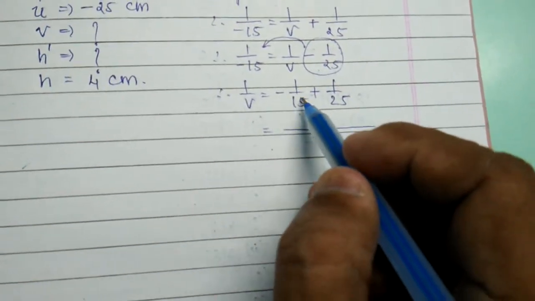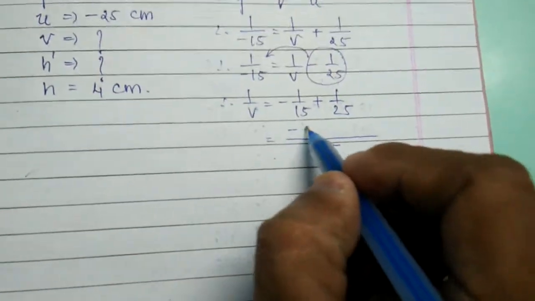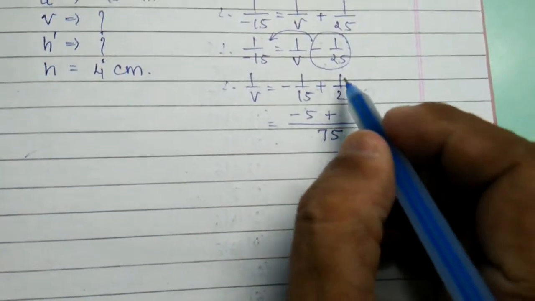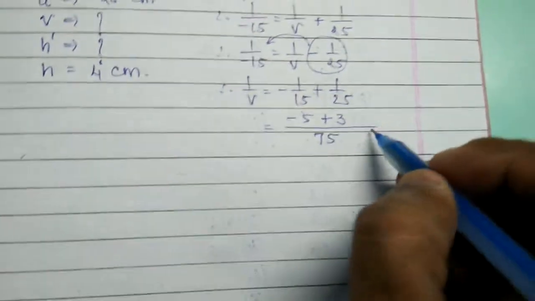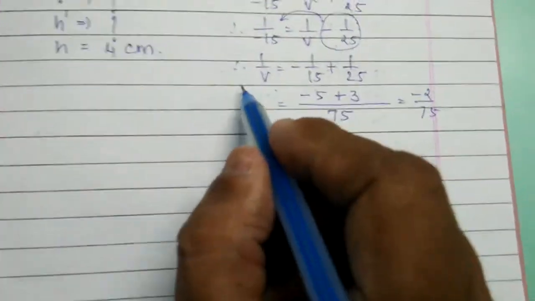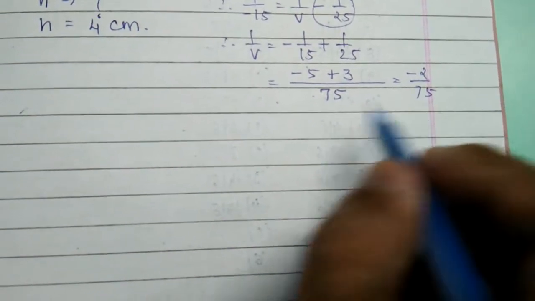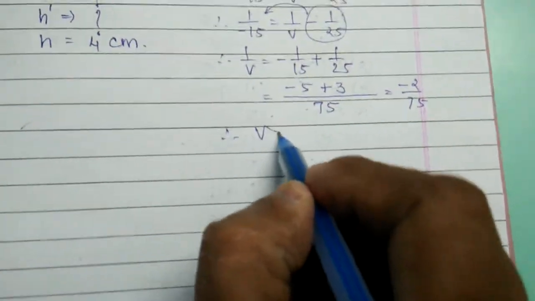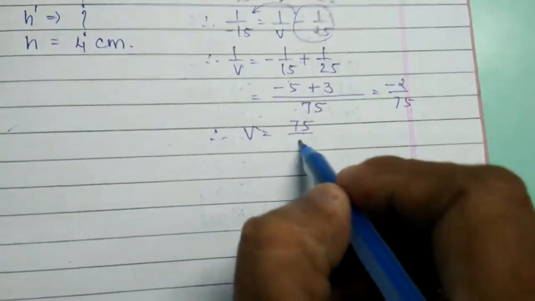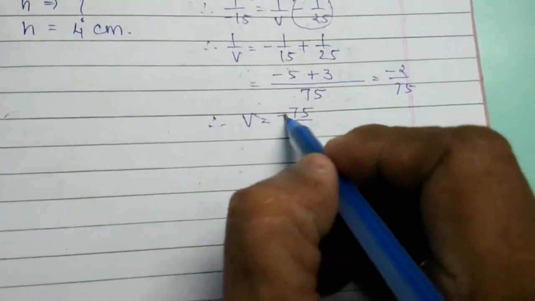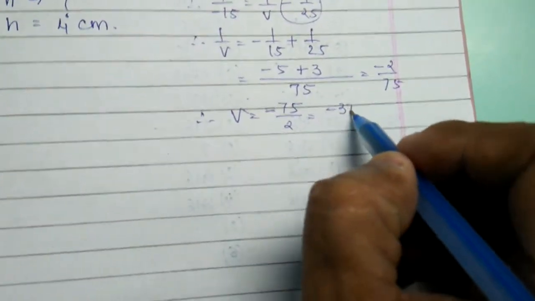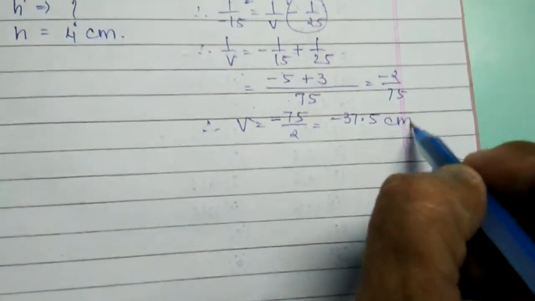15 fives are 75, and 5 ones are 5. So minus 5 plus, 25 threes are 75, and 3 ones are 3. It is minus 2 upon 75. So 1 upon v is equal to minus 2 upon 75. Then v is equal to minus 75 upon 2, so minus 37.5 centimeter.